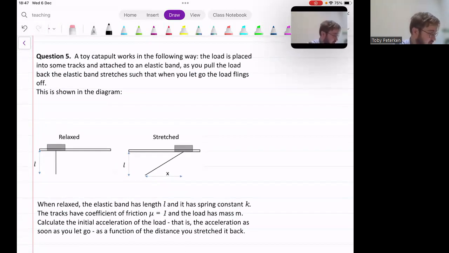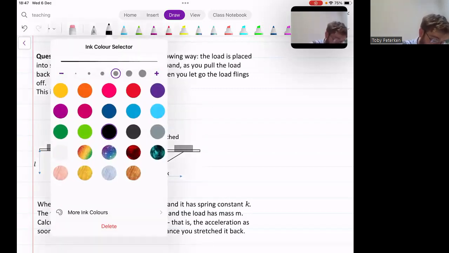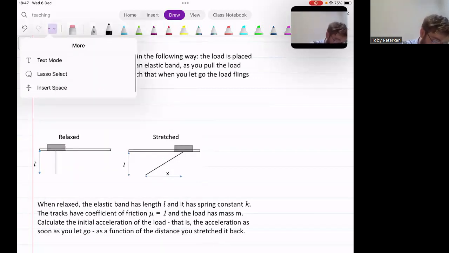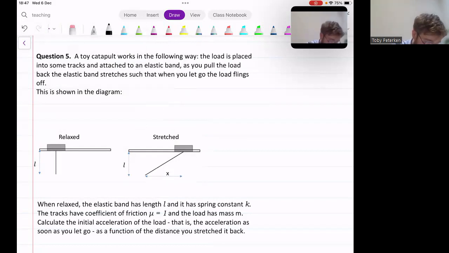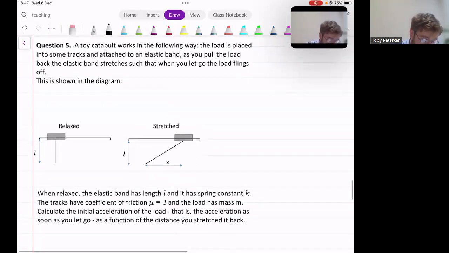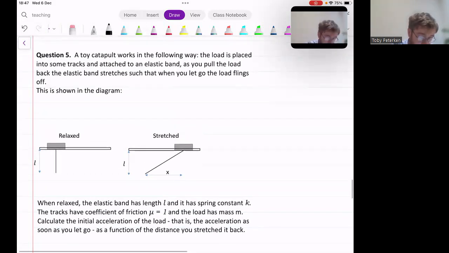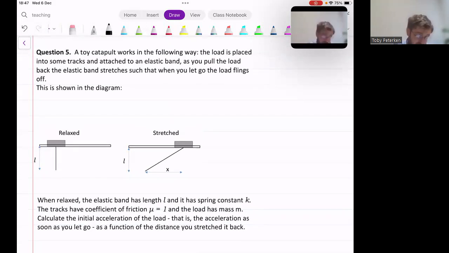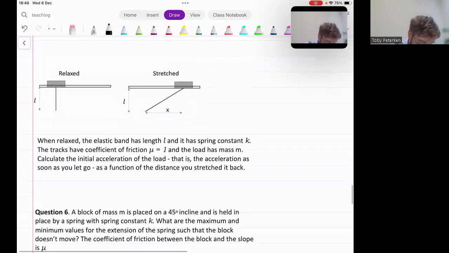Let's have a look at question 5. So, a toy catapult works in the following way. A load or an object is placed into some tracks, and it's attached to an elastic band. As you pull it back, the elastic band stretches such that when you let go, the load flings off.